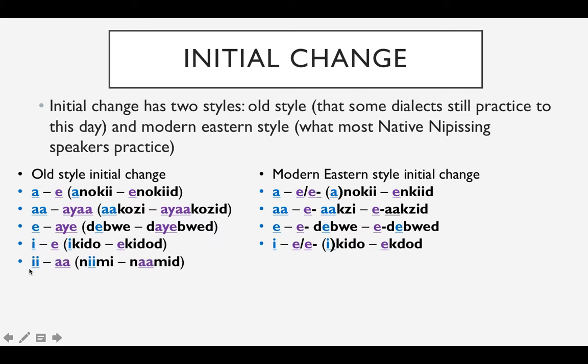Next, double I, E, becomes an ah sound. So in our example, nime, she or he dances, it changes to namid, he or she that dances. And so in Nipissing, again, double I can change to a double A, or again, we can use the hanging E. So nime is our A form example, and then namid is one example. If you want to use the hanging E, it would be enimid.